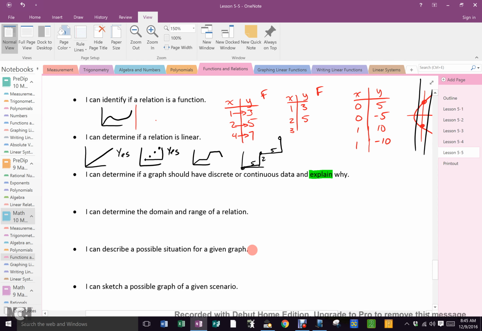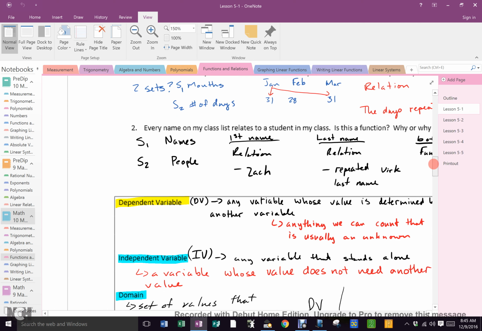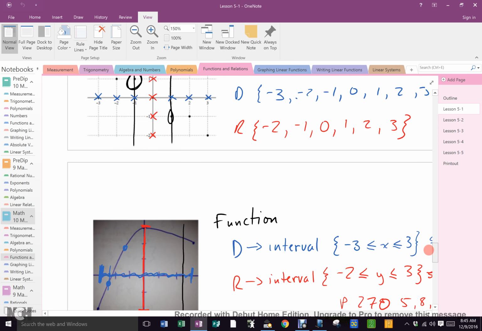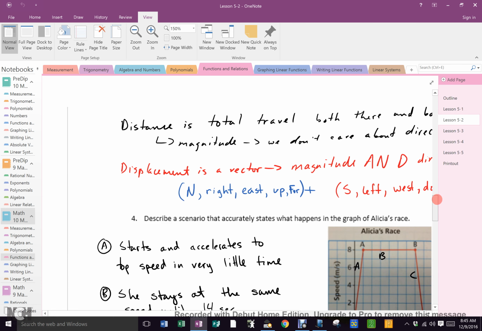So we're okay there. Describe a situation for a given graph. Can you do that? If I give you a graph, can you describe the situation? We did that. That is this whole section.